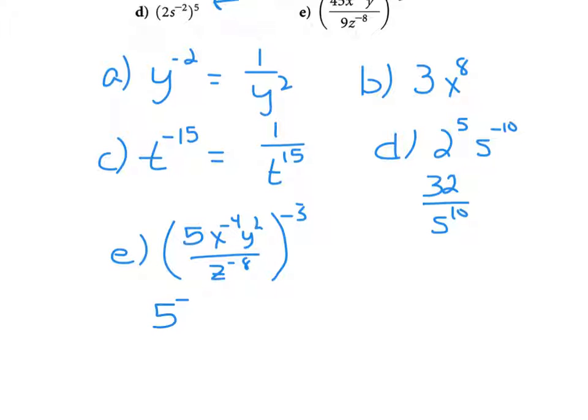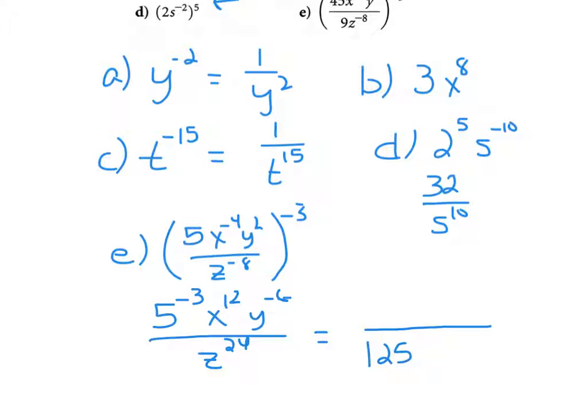So I get this. I get 5 to the negative 3, x to the 12. Remember, we're multiplying exponents because it's a power to a power. Y to the negative 6. Z to the 24. Now I'm going to simplify anything that needs simplified. The 5 has got to go to the bottom. And because it's 5 to the negative 3, I'm going to go ahead and do the third power, make it 125. Also, the y has a negative 6. The y is going to go to the denominator. The z is going to stay because it's positive. And on the numerator, the x is going to stay because it's positive.